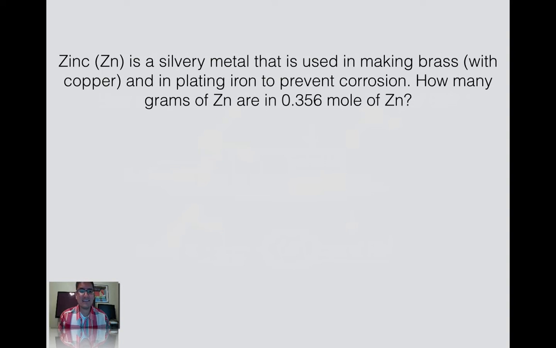Zinc. Zinc is a silvery metal that is used in making brass with copper and in plating iron to prevent corrosion. How many grams of zinc are in 0.356 moles of zinc? Okay, so I don't even have a full mole, right? I have 0.356 moles of zinc. How many grams are in that?